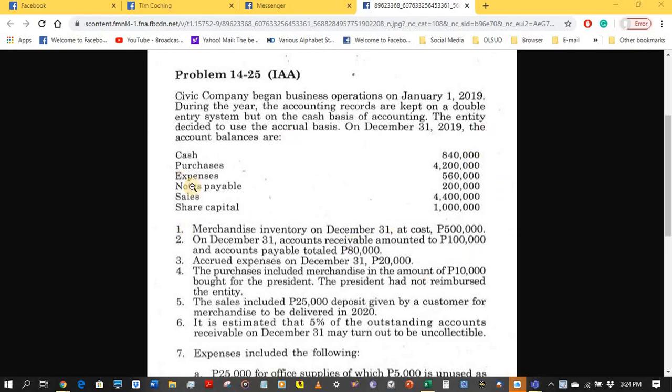So ito yung ating mga account balances na na-record under the cash basis of accounting. Kung titingnan natin, wala tayong mga beginning balances ng inventories kasi nga kaka-start pa lang ng ating business by January 1. So itong transactions na to, na-record gamit ang cash basis of accounting. But since gagawa tayo ng financial statements under accrual kasi the entity decided to use the accrual basis, kailangan natin mag-prepare ng adjusting entries.